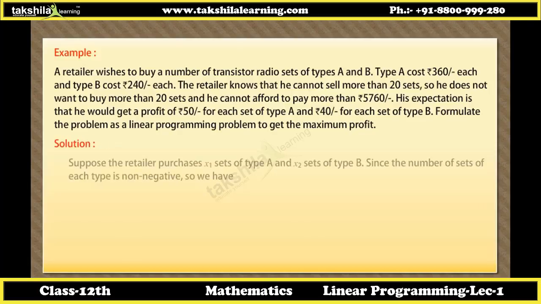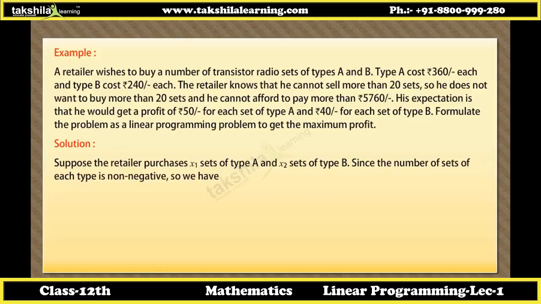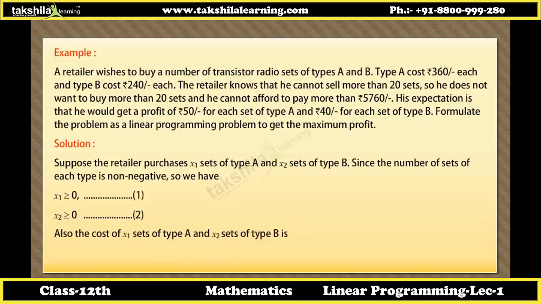Solution. Suppose the retailer purchases x1 sets of type A and x2 sets of type B. Since the number of sets of each type is non-negative, we have x1 is greater than or equal to 0, mark it as 1. x2 is greater than or equal to 0, mark it as 2. Also, the cost of x1 sets of type A and x2 sets of type B is 360 x1 plus 240 x2, and it should be equal to or less than rupees 5,760.